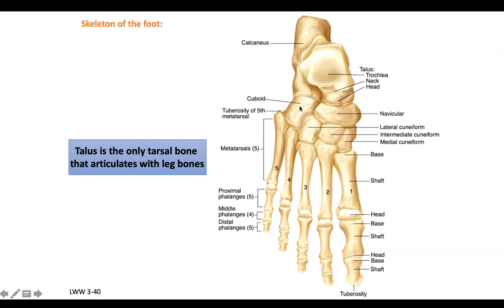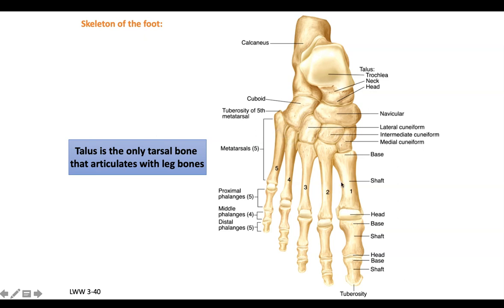The calcaneus articulates with the cuboid anteriorly, and also articulates with the talus and forms the talocalcaneal joint. The talus articulates anteriorly with the navicular bone, which is a boat-shaped bone, and the navicular bone articulates anteriorly with the three cuneiforms, the medial, intermediate, and lateral cuneiform bones. The cuboid bone is a cubical-shaped bone. It articulates posteriorly with the calcaneus and anteriorly with the fourth and fifth metatarsal bones.